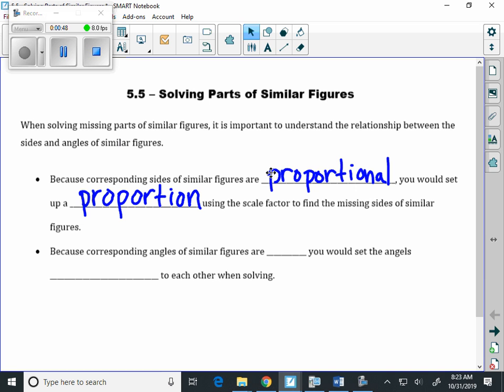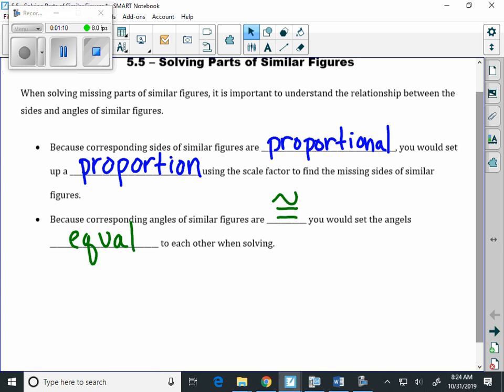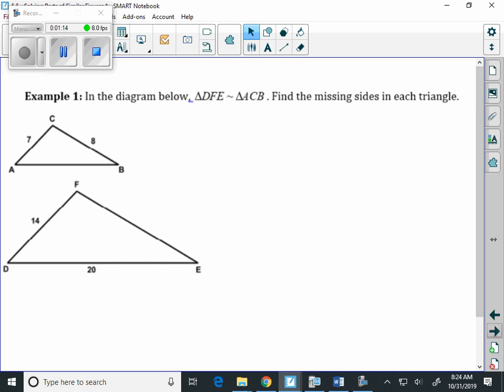Corresponding angles of similar triangles, again, they are congruent. They're going to be the same value. So if we need to find an angle, then we're going to set them equal to each other. But we're going to look at more of the algebraic side today of similar triangles.